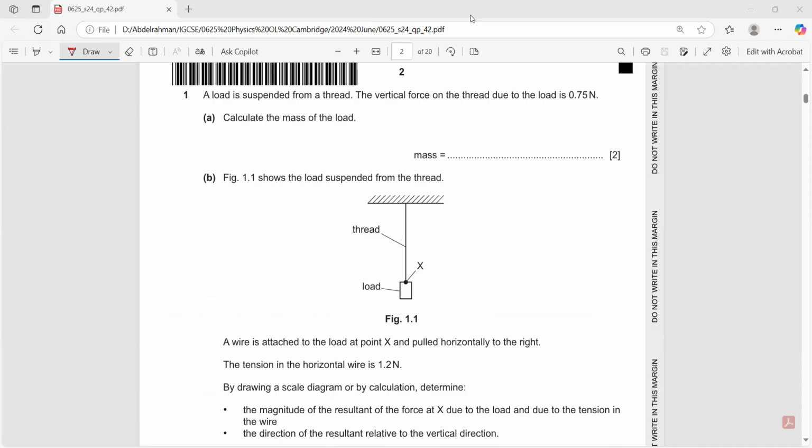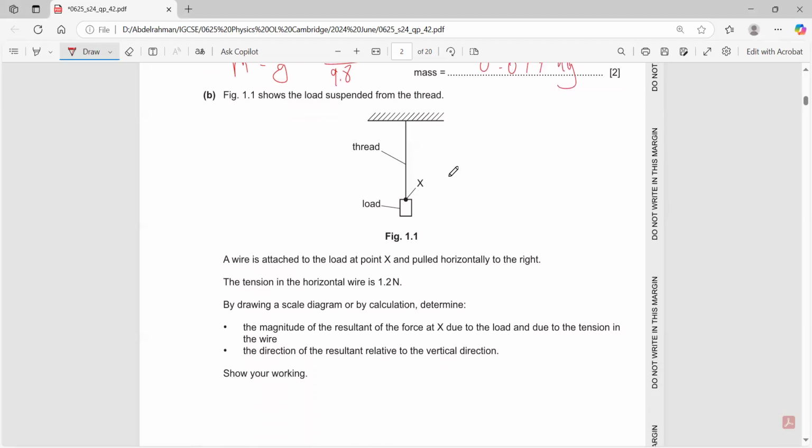Can I find the mass? Yes, if you have the weight, you can find the mass by dividing. So mass equals weight over g. The weight is 0.75 and g is 9.8, which gives you a mass of 0.077 kilograms.